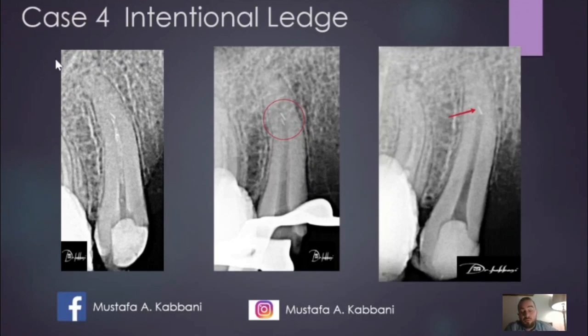All right, now case number 4 was a very exciting case. The patient was referred to me for retreatment. In the preoperative X-ray, I noticed that there are 2 broken instruments here. So in the beginning, I removed all the old root filling, and here we can see the broken instruments. I was able to remove the first one, and then I removed the second one.